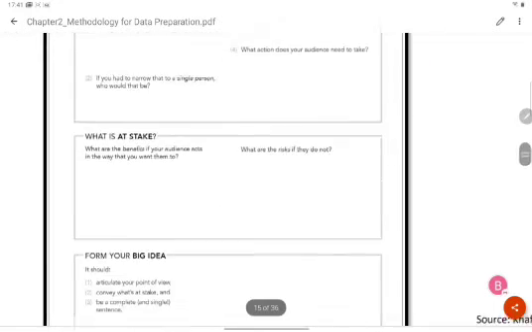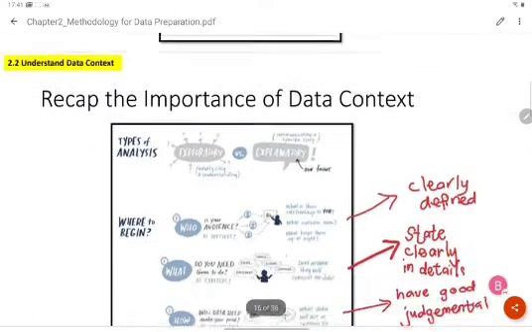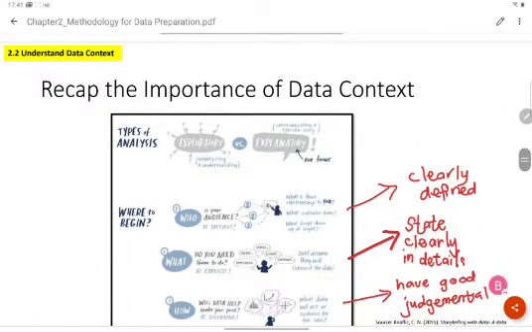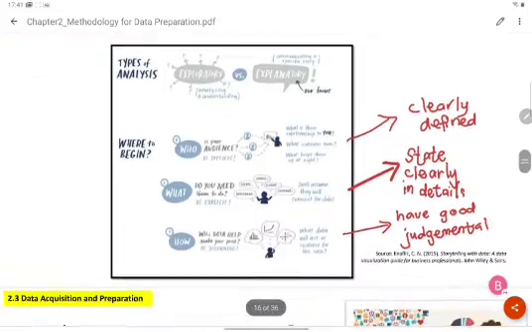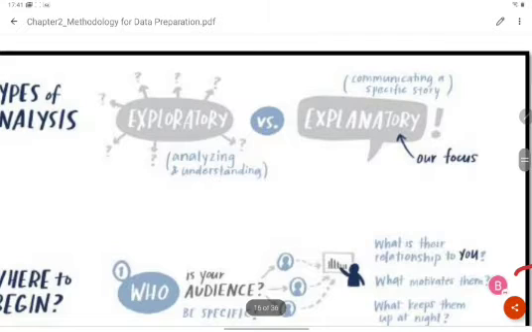Okay, so we go to recap the importance of data context. Okay, we have here the type of analysis from the very beginning just now. Okay, exploratory versus explanatory: this is analyzing and understanding, and this is communicating a specific story. Okay, this is our focus.